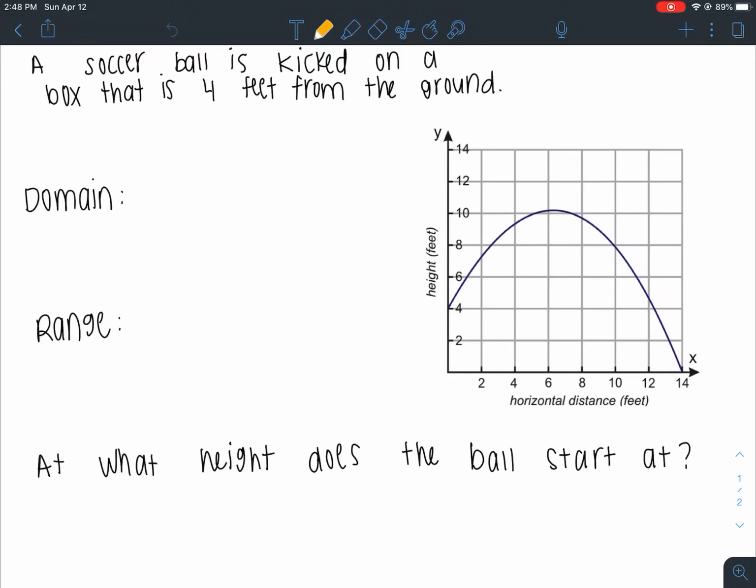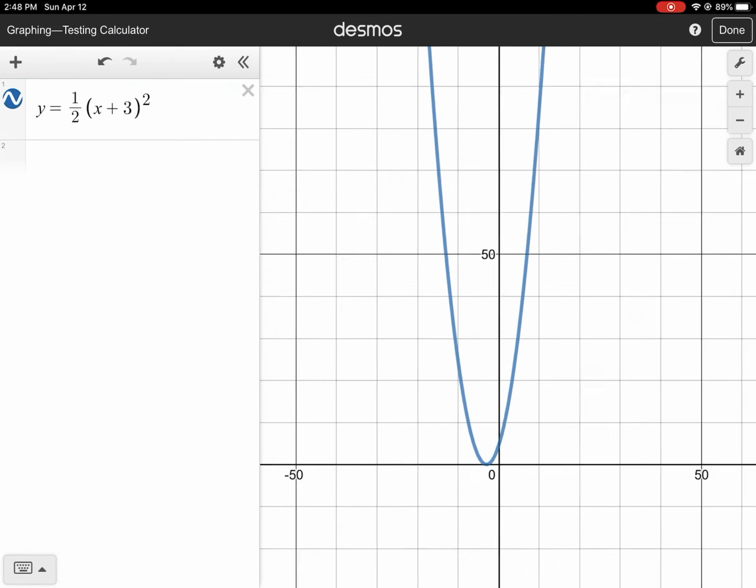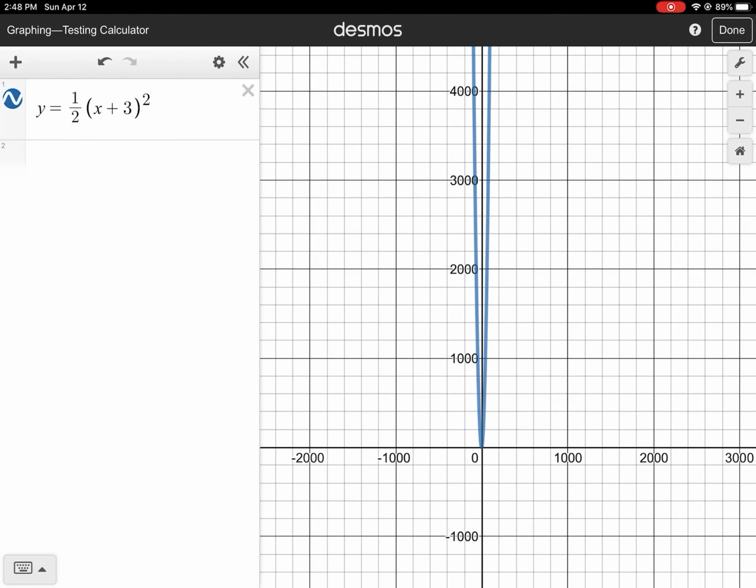This video is going to go over reasonable domain and range of quadratics. With quadratics, when we're graphing them with Desmos, there's an infinite amount for domain. There's no restriction. The graph goes on forever and ever. As in the problem for the previous assignment, if you look, it keeps going on forever and ever.